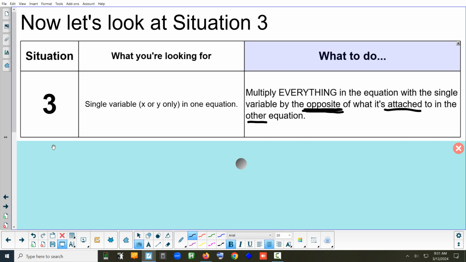So situation 3 is when you have a single variable, but only in one equation, not in two equations. It could be the x or the y, doesn't matter which one, but it's only in one equation. And then you multiply everything in the equation that has the single variable by the opposite of what that's attached to in the other equation. It's a little wordy, but it's easier when we look at an example.